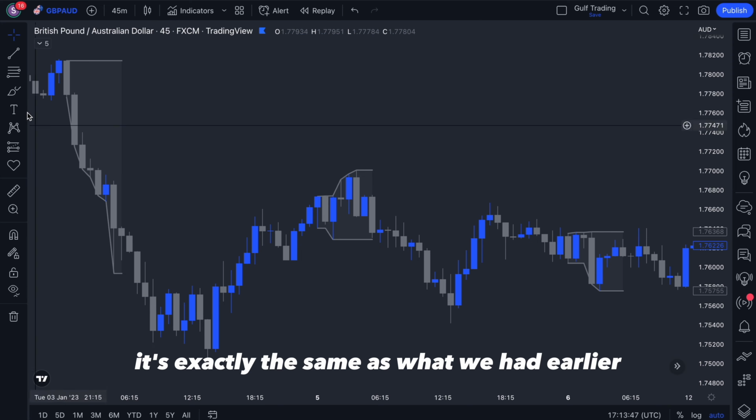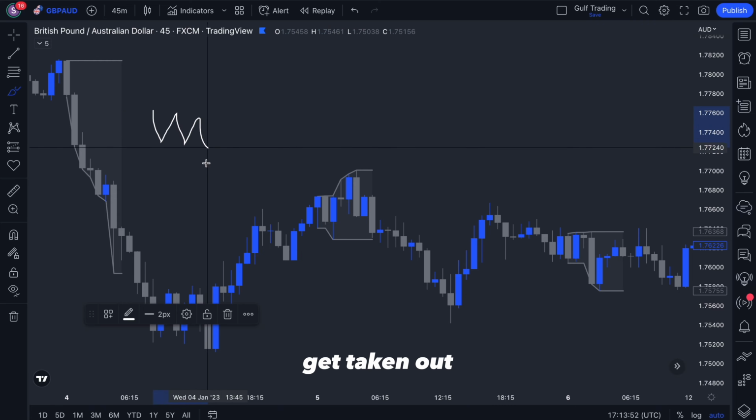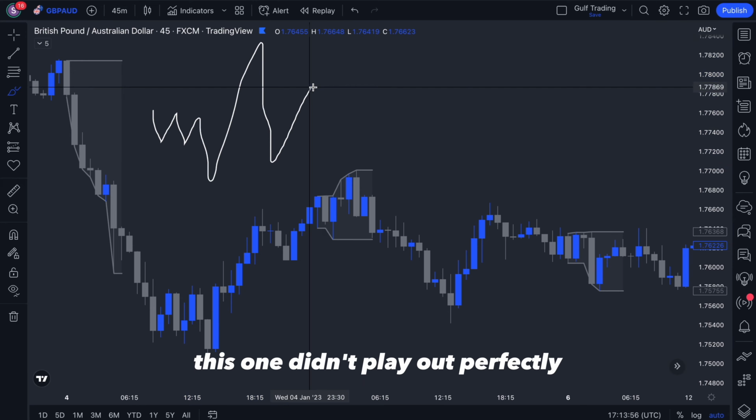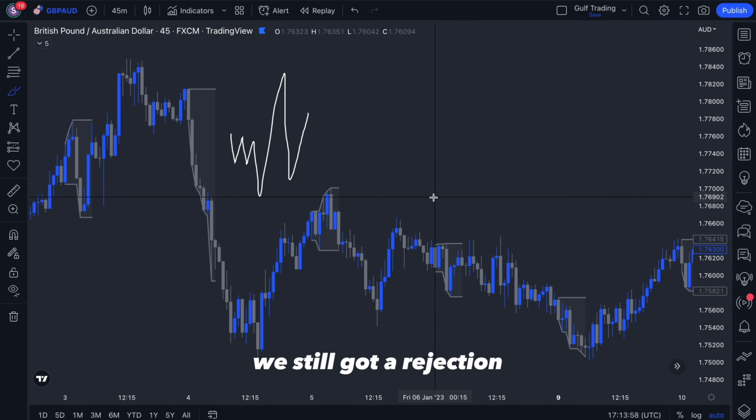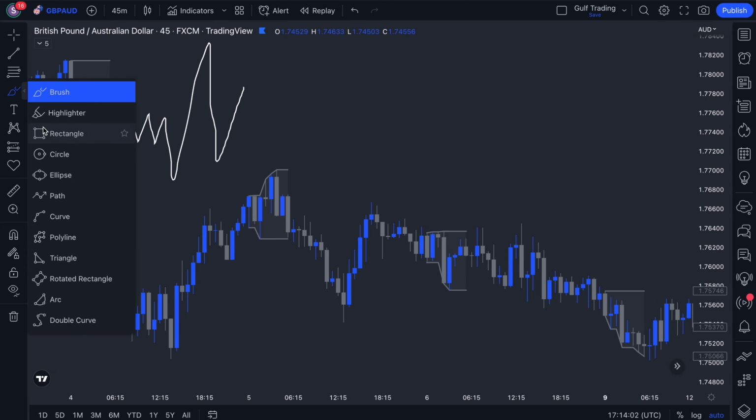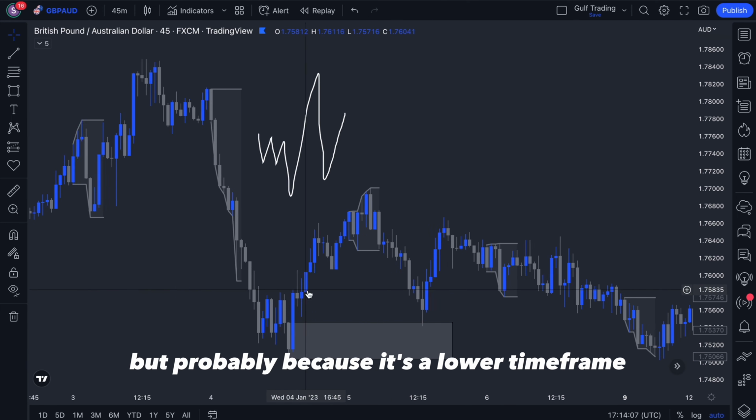you can see it's exactly the same as what we had earlier. Equal lows get taken out, and then price shoots up, pulls back to the zone, and then you can go long. This one didn't play out perfectly. We still got a rejection, which did give some good trade opportunities, but it wasn't the start of a new trend. But that's probably because it's a lower time frame.